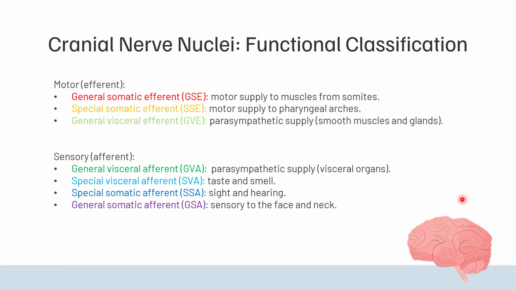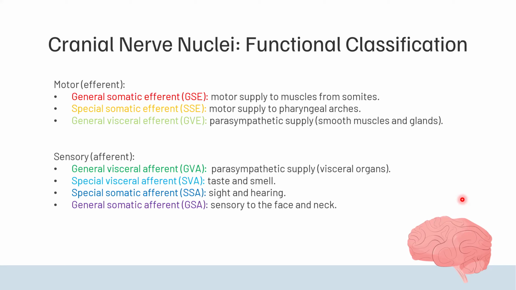Those types are, first of all, going to be the ones that we had from the spinal cord. We have general somatic and general visceral, right? So we're going to have a general somatic efferent, general visceral efferent, then a general somatic afferent, and a general visceral afferent. So those are the exact same ones that we are carrying with us from the spinal cord upwards.